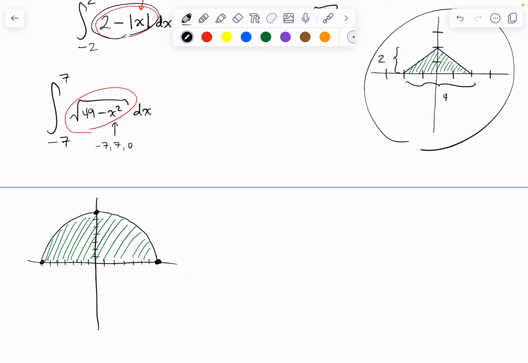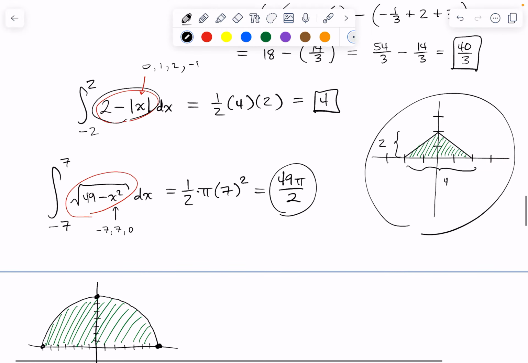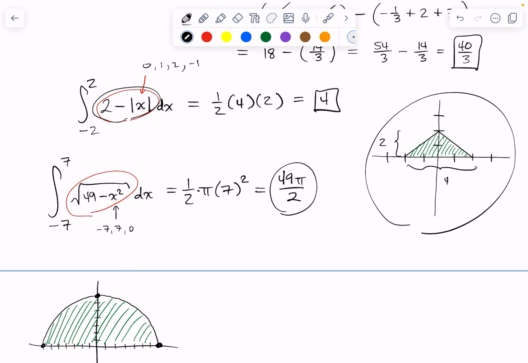Well, we know how to calculate the area of a semicircle. A full circle would be pi r squared, so this would be pi times 7 squared. But for half of the circle, we just take half of it. Easy peasy. For this answer, I would just leave it in terms of pi. In fact, for a lot of AP questions, you'll notice they like it if you leave your answer this way. It's just a cleaner, more exact answer. Don't want a messy decimal number. Let's just leave it like that.